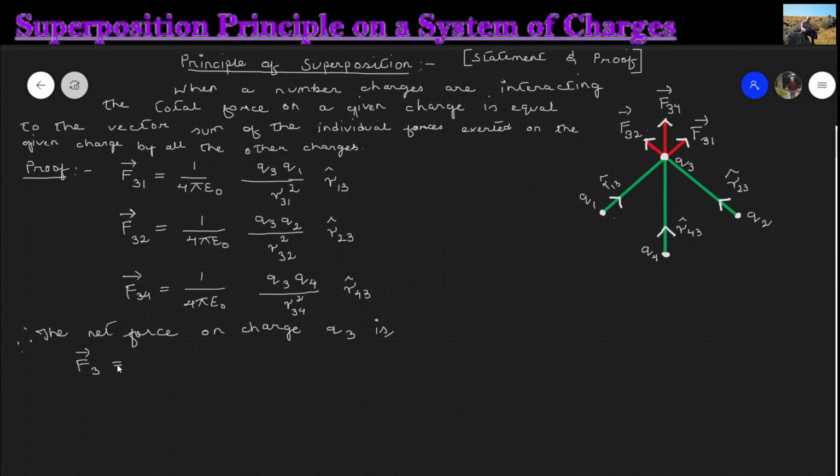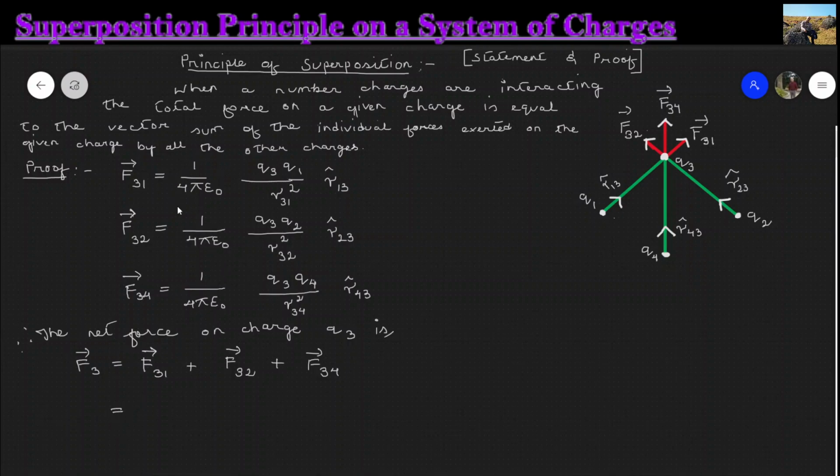So now we will find out what are the forces on Q3. The net force on Q3 due to all these other forces will be F31 plus F32 plus F34. So we will write over here the net force will be F31 plus F32 plus F34. So don't forget to put the vector notation because force is a vector quantity.